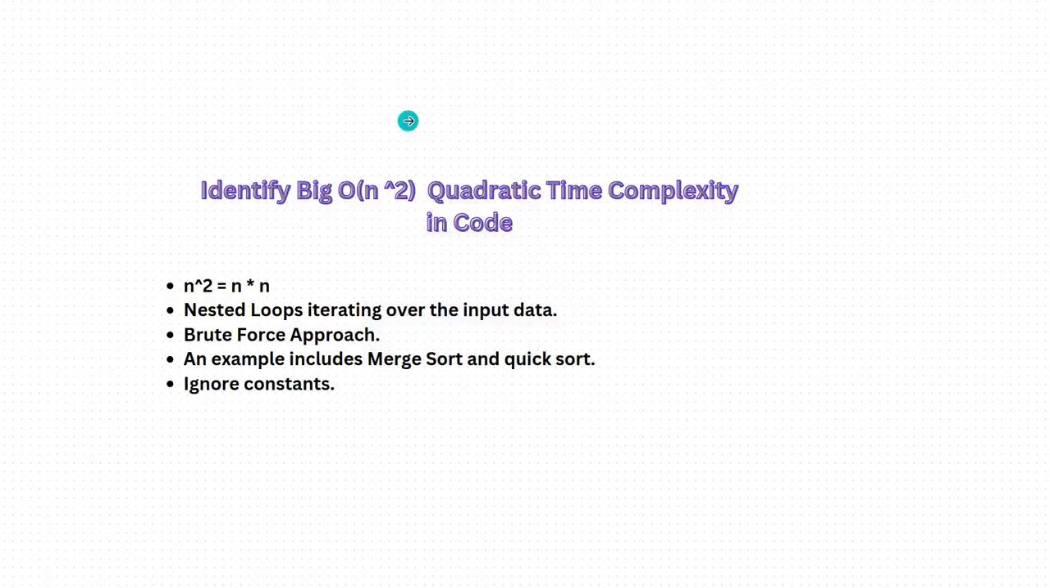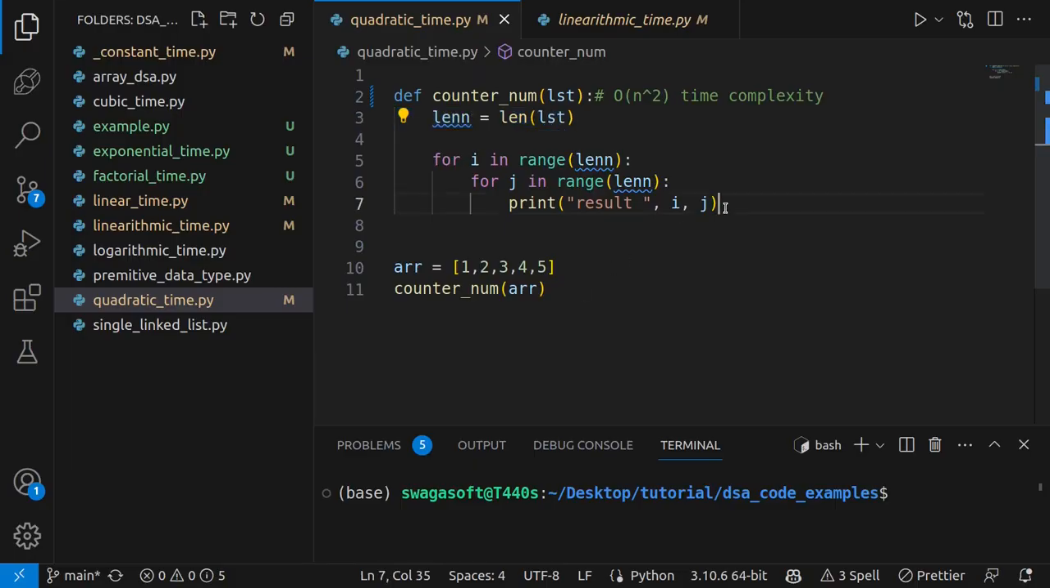And that is what we've seen here. It says nested loop iteration over the input size. So both loops are what? Depending on the input size. So in this case, you should know that this algorithm is what? O of n raised to power 2, which is the quadratic time complexity.